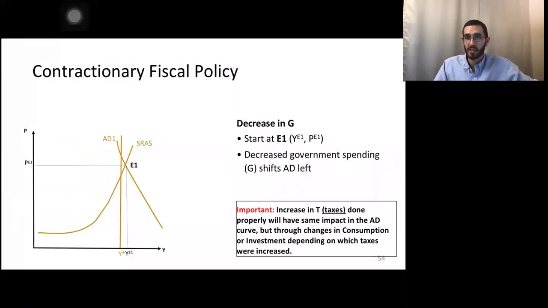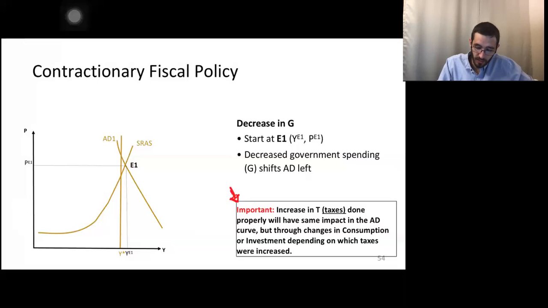Okay, so what about contractionary policy? Now we see the opposite. Once again, I'm going to show here the scenario in terms of a decrease in government spending, but I incentivize you to try to do the second one on your own. So imagine there's an increase in the income tax. Imagine there's an increase in the payroll tax. Think about how that would change the aggregate demand, okay?